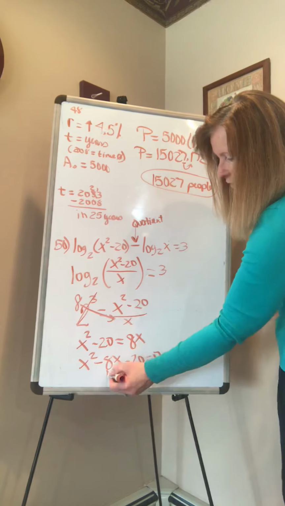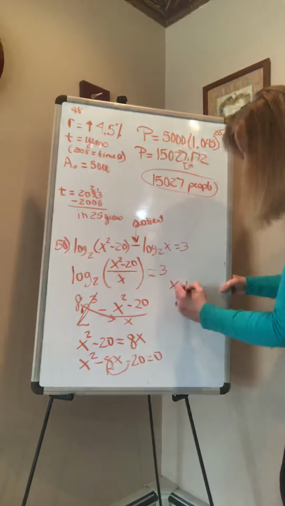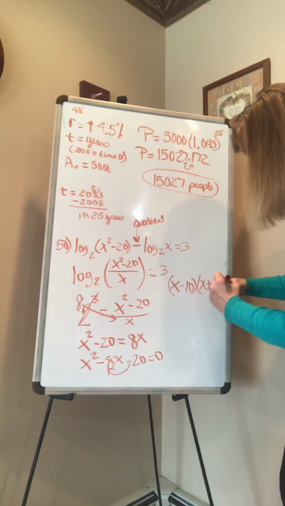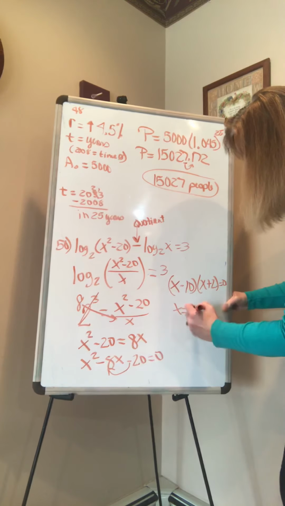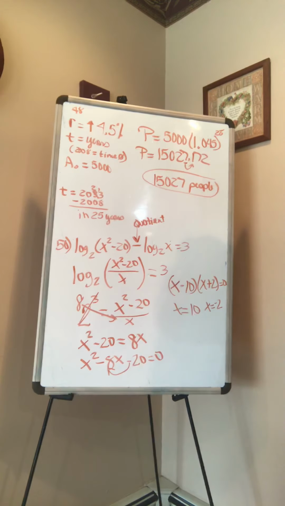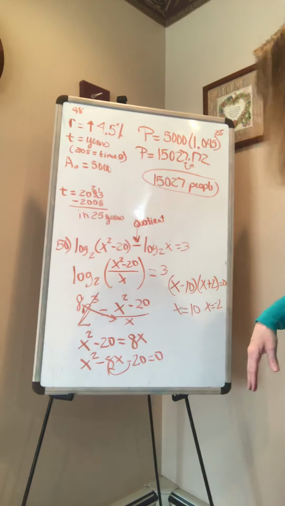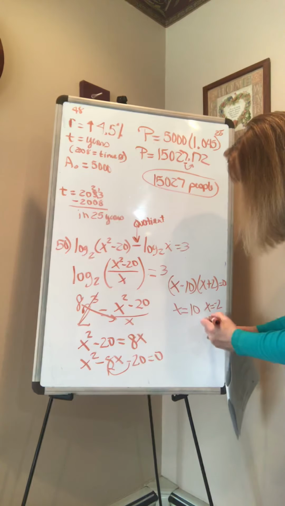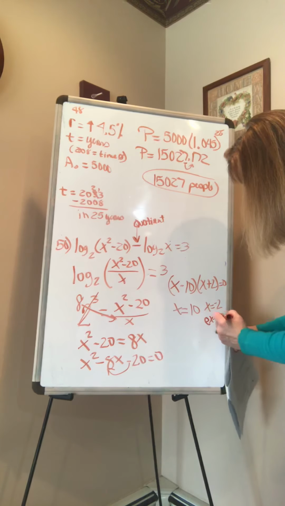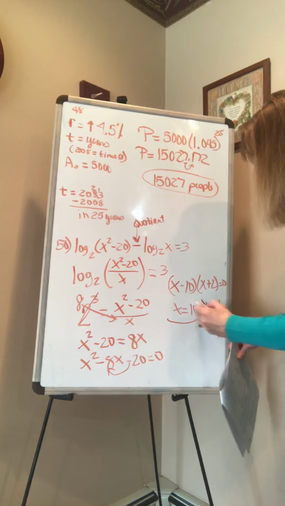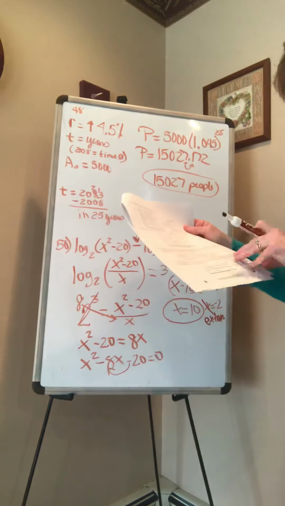Factors of 20 with the difference of 8. This would give me x minus 10 and x plus 2 equals 0. So x is either 10 or x is negative 2. Now you're definitely going to want to type these in and see if any of them are extraneous. And I do believe that this guy is extraneous. So you type this in, you're going to get an error message. So this guy we can't have. Here's my only answer.